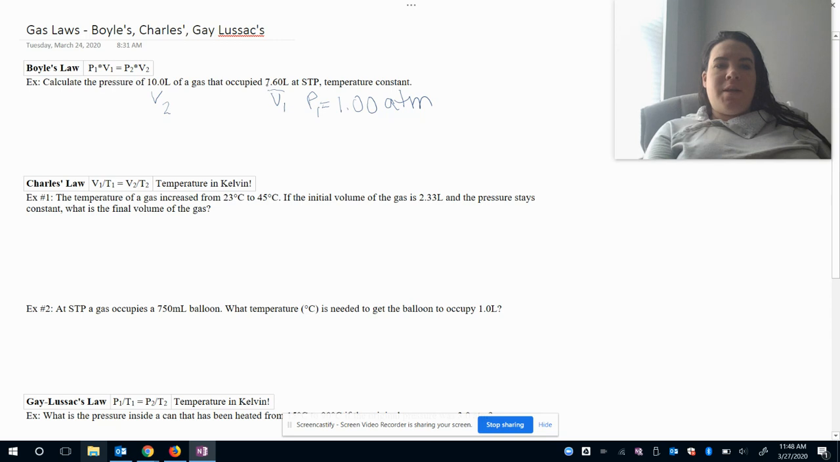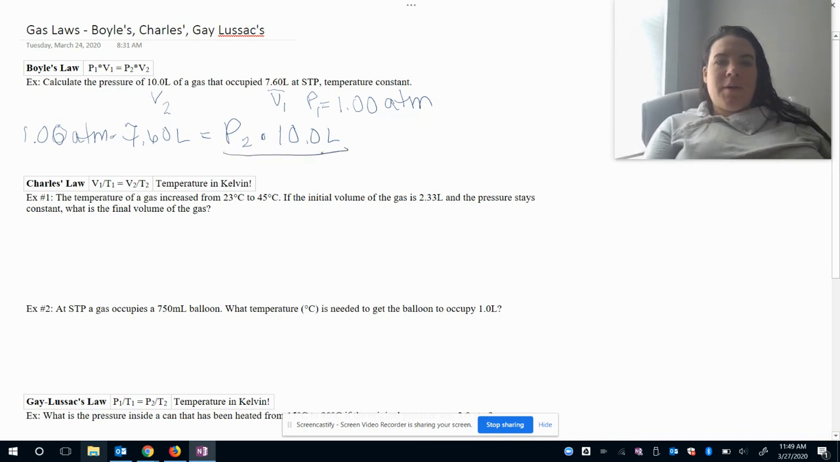So we said we know P1 and V1. So this is P1 times V1: 1 atmosphere, that's a 1, not a 6, times 7.6 liters equals P2, that's the one we don't know, times 10 liters. And we're trying to find P2, so to get that by itself, we're going to be dividing by 10 liters on both sides.